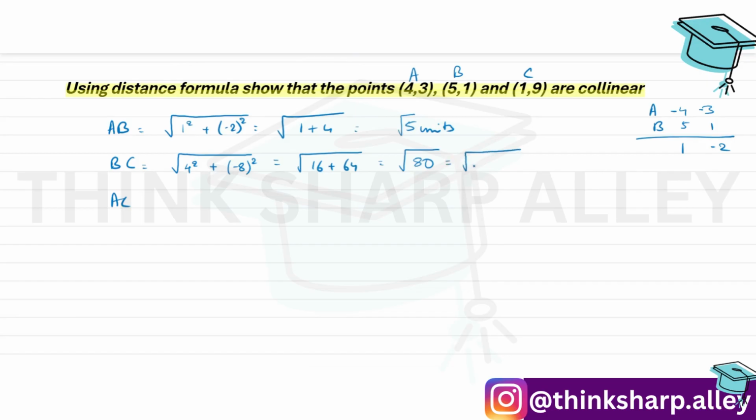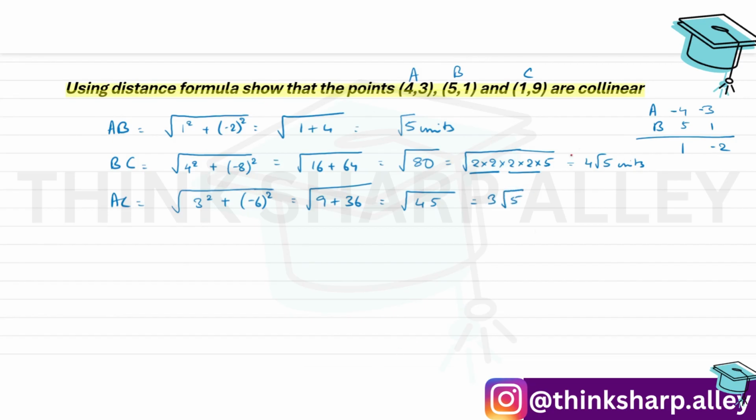Now 80 can be broken into, right from here, I get 2 and 2 out, so 4 root 5 units. Don't forget to write units. Similarly, we calculate AC, which is equal to 3 square, and 3 minus 9, that is minus 6 square. So that gives me 9 plus 36, which is equal to square root 45, and 45 is basically 9 into 5, so 3 comes out and root 5.